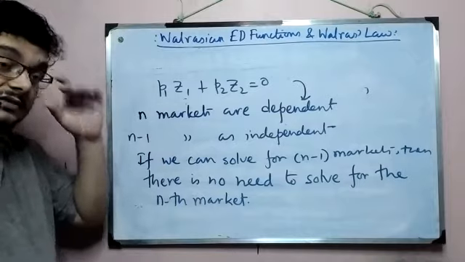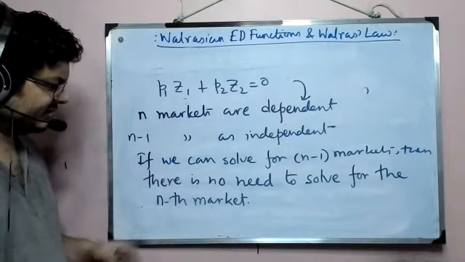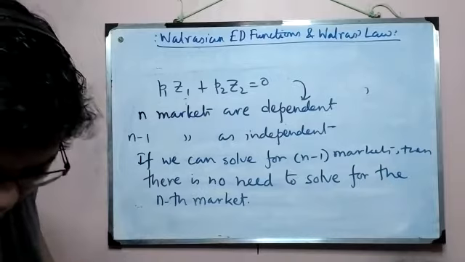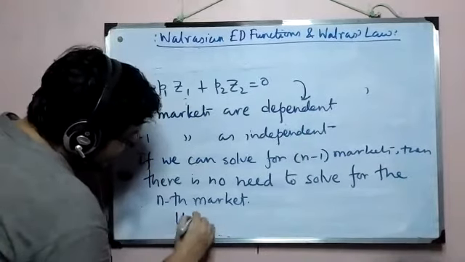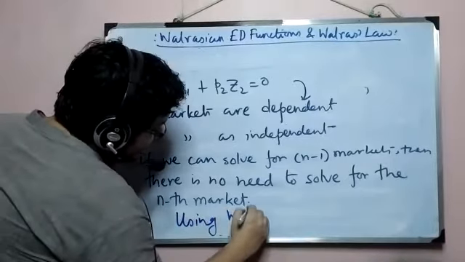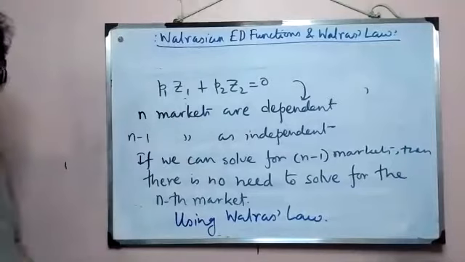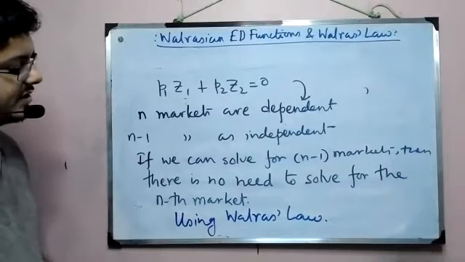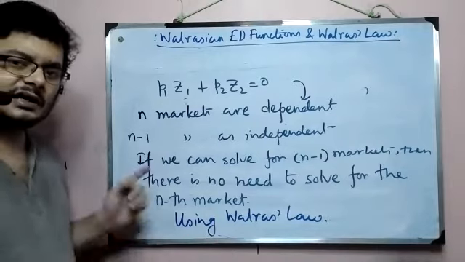So how do we get the result for the nth market? We get it using Walras's law. We solve for n minus 1 markets and then we get the last one using Walras's law. But this again has some problem.